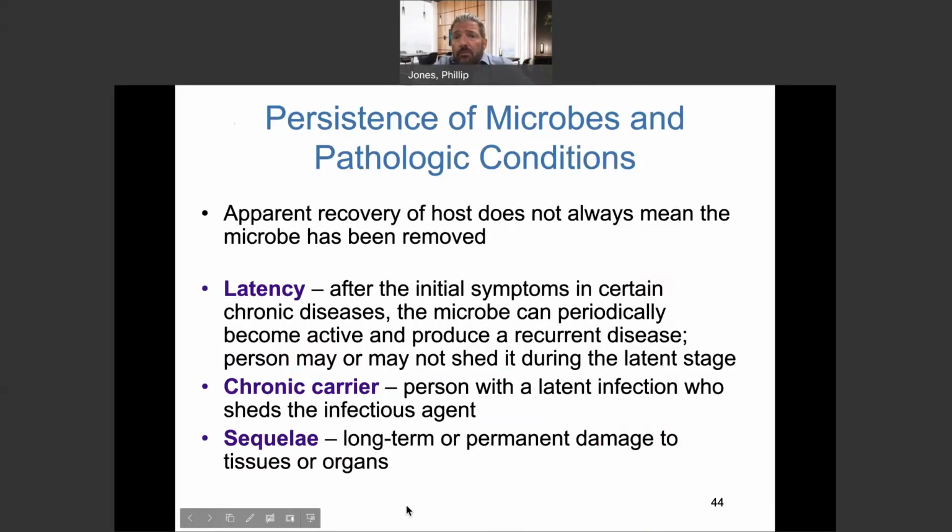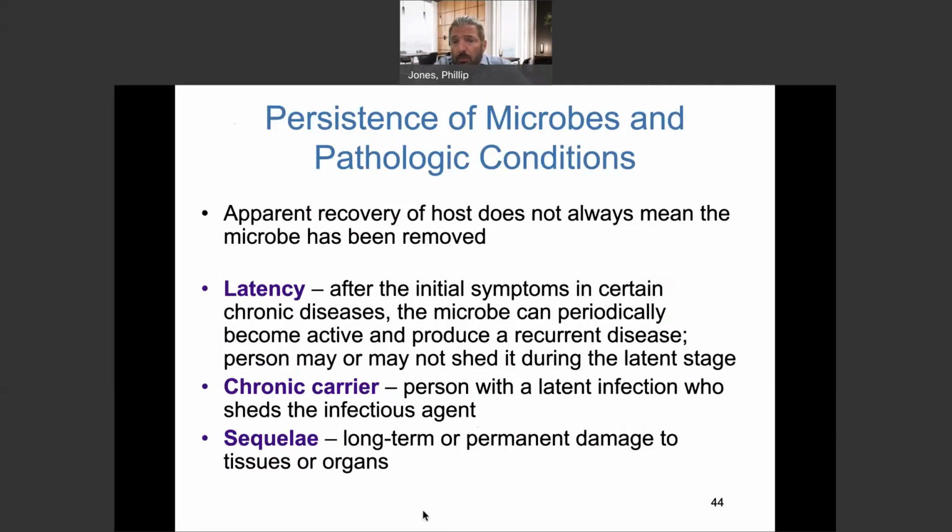Latency: after initial symptoms in certain chronic diseases, the microbe can periodically become active and produce a recurrent disease, and that's common with HIV and some of these others, even hepatitis. Right. A chronic carrier is a person with a latent infection who sheds the infectious agent. Typhoid Mary, fecally, didn't wash her hands. She was a cook and she just spread it from her fingernails, and I don't want to think about it.